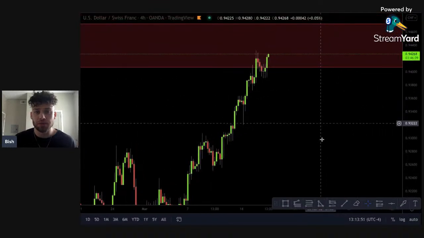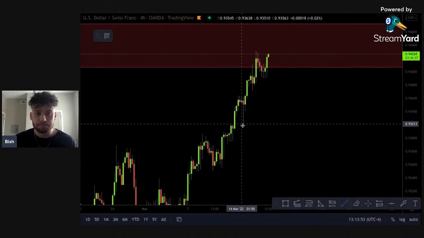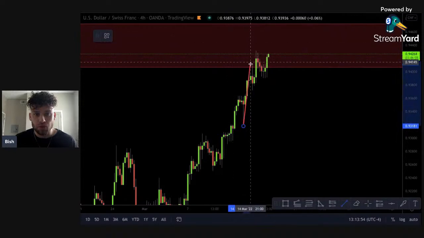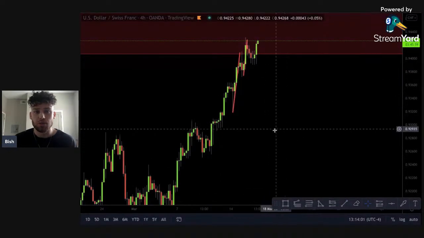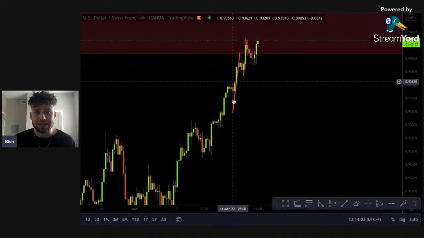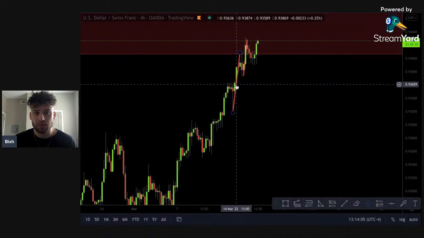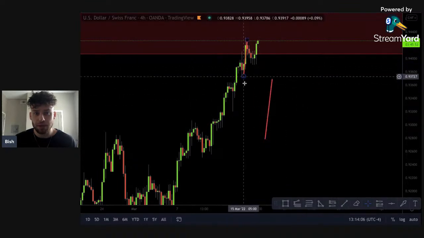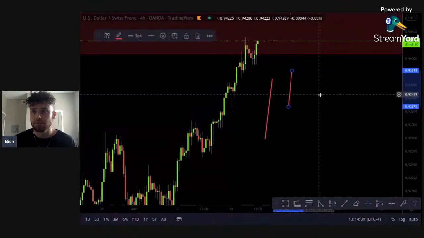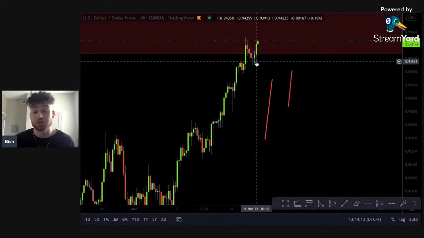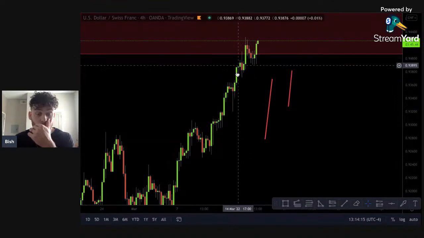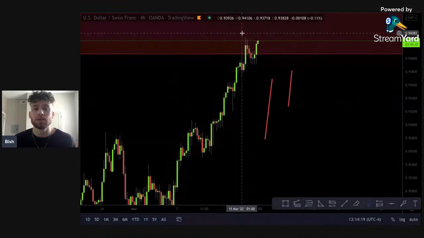Let's just compare the moves. Keep it simple. There's one move, here's a pullback, and here's the second move. Good, Jordan, smaller pushes. Yep. So look at the size of this move here, and compare the size of this move here. We made a bigger push here, and then we made a smaller push. So just keeping it very simple, we lost momentum.